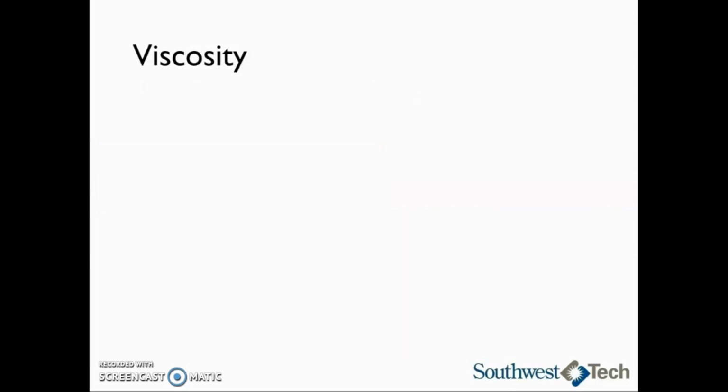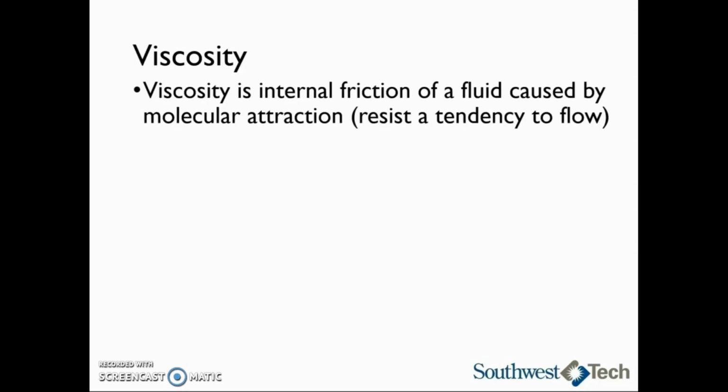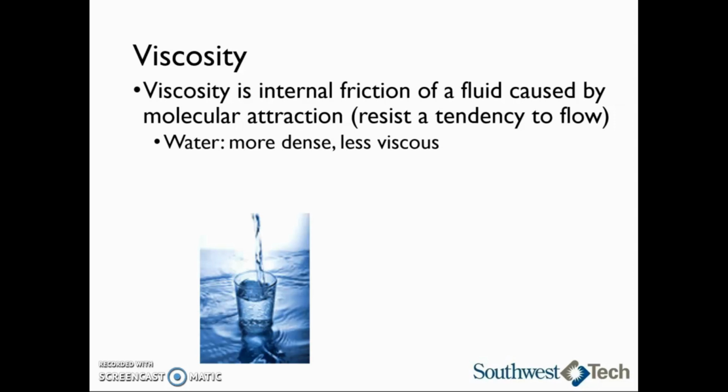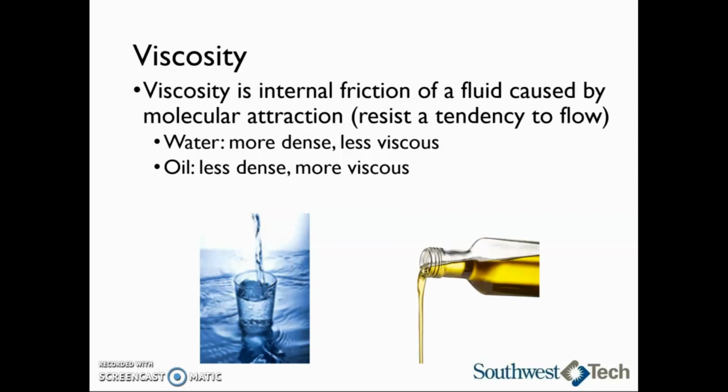The fourth property of liquids is viscosity. Viscosity is the internal friction of a fluid that is caused by molecular attraction. Viscosity can also be thought of as resisting a tendency to flow. If we think about two common liquids, water and oil, water is more dense and less viscous as compared to oil, which is less dense and more viscous. When we say water is less viscous, that means it flows easier than something that is more viscous.